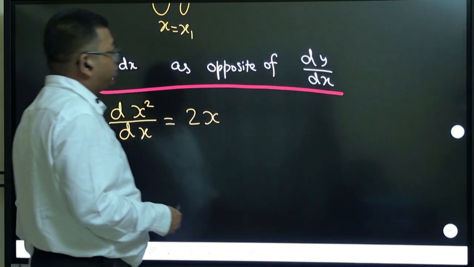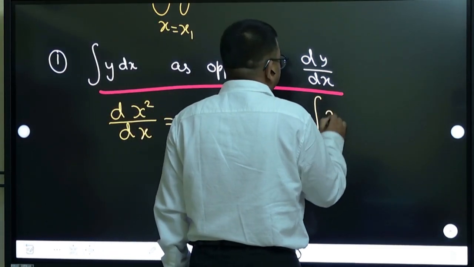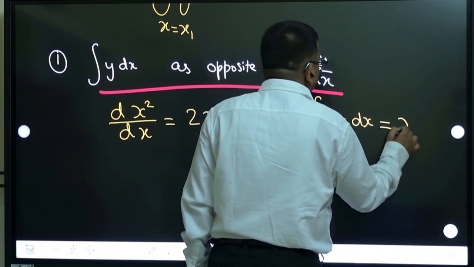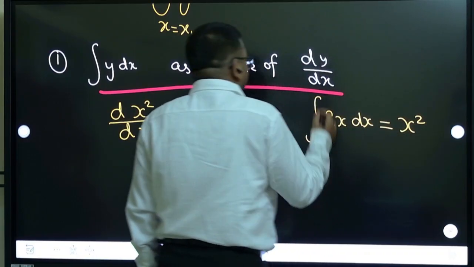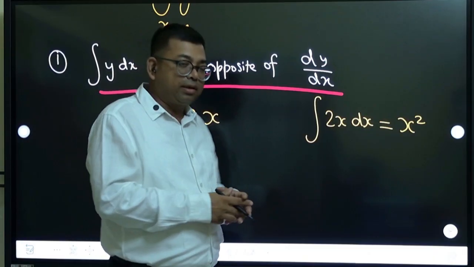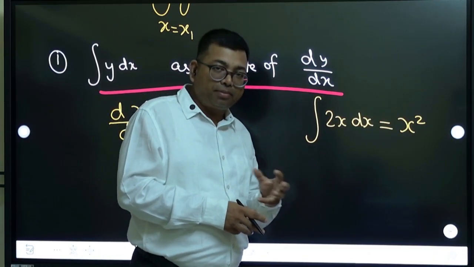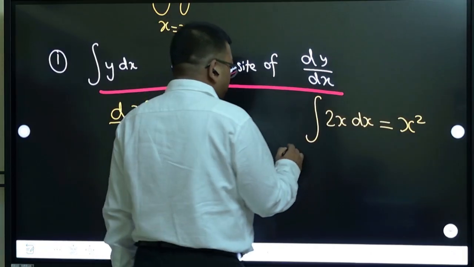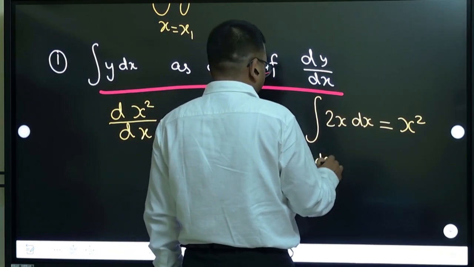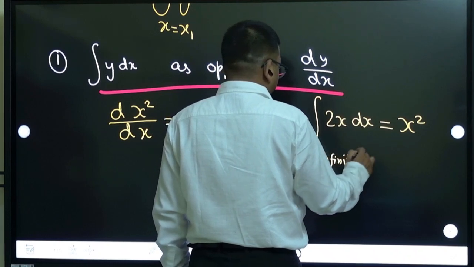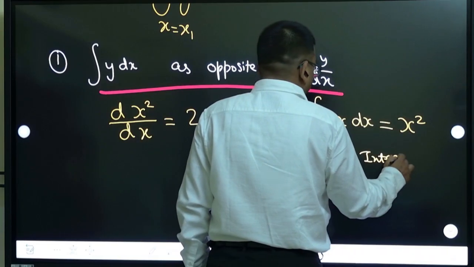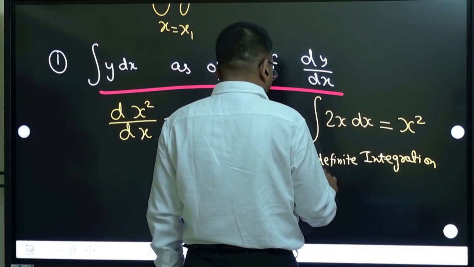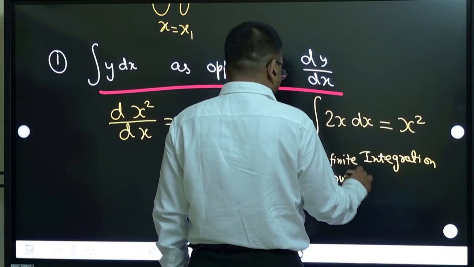But suppose I take 2x and integrate it with respect to x, we will get back x square. And of course, there is a limit also. How to put that limit, that we will see. But if you are not taking the limit, this is called indefinite integration. Indefinite integration means without limits.